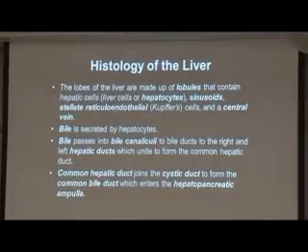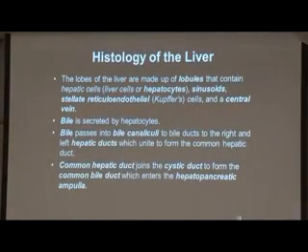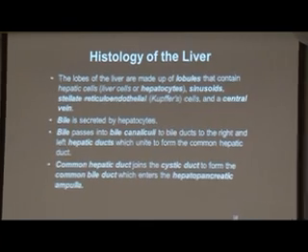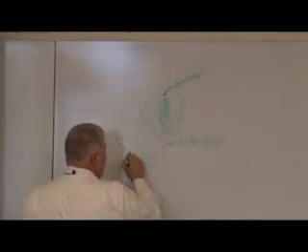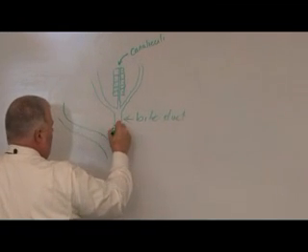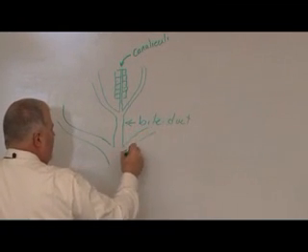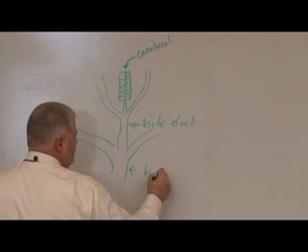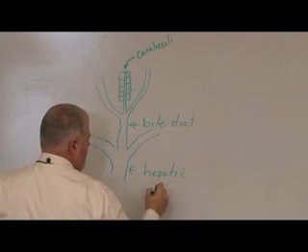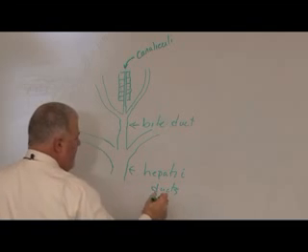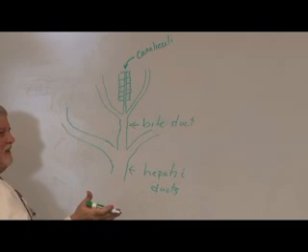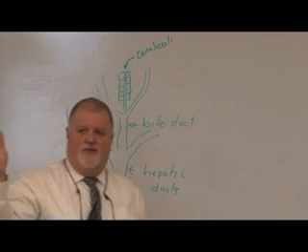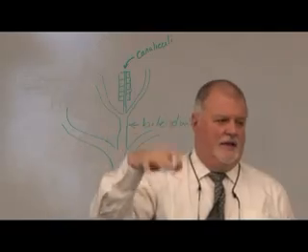And then they're going to come together to form hepatic ducts. Okay. So what's going to happen then is a bunch of bile ducts come together from different areas of the liver. And then they're going to form the hepatic ducts. And then eventually we're going to have one hepatic duct from each lobe of the liver. So we have 4 lobes, so we'll have 4 major hepatic ducts.